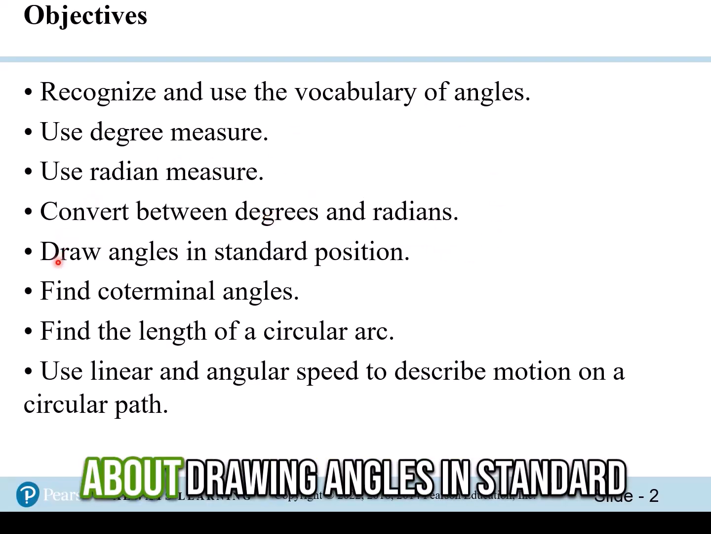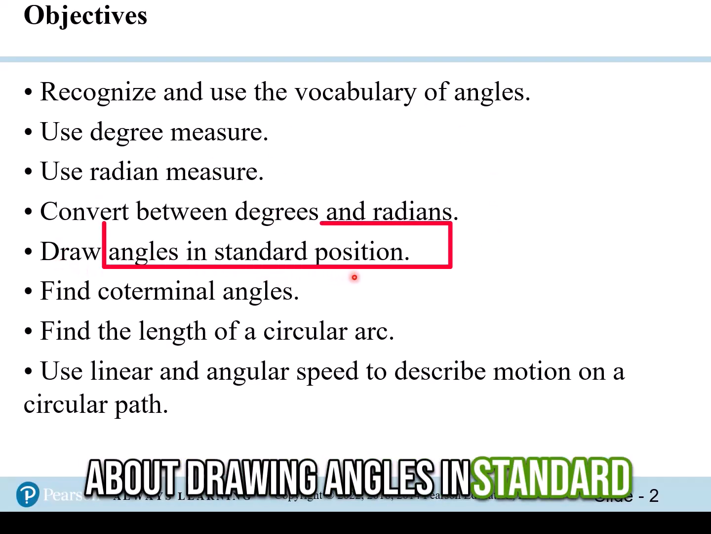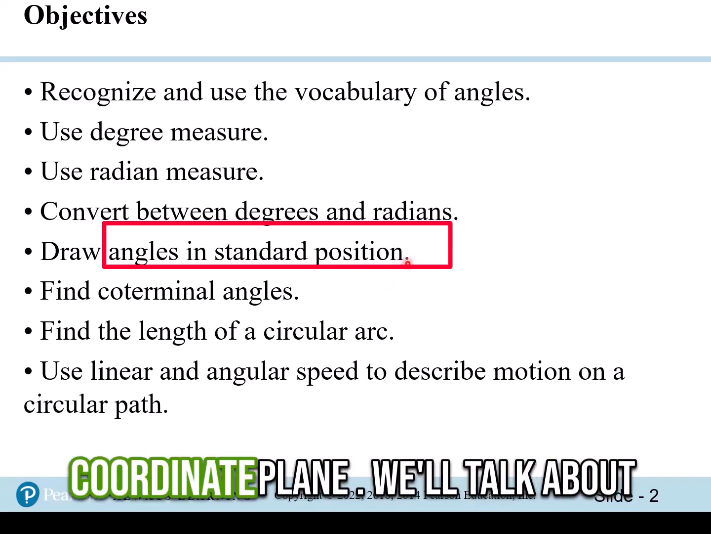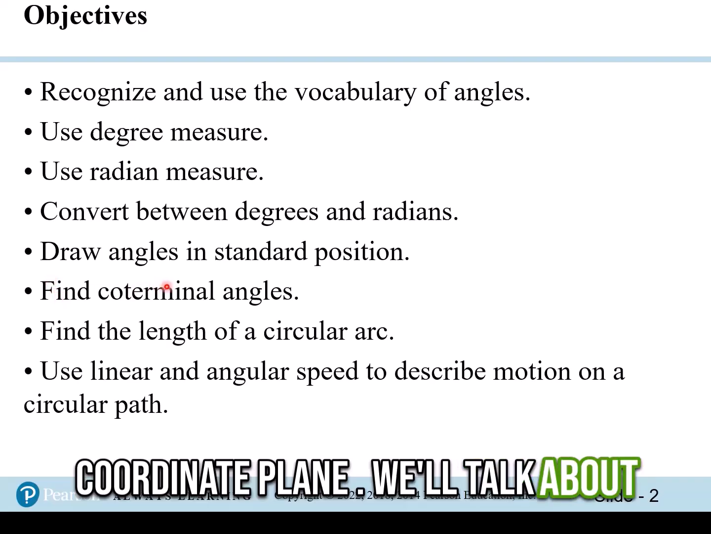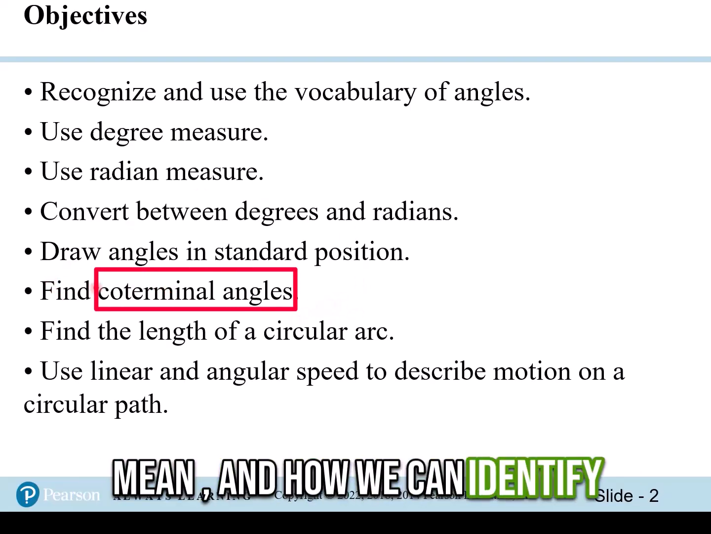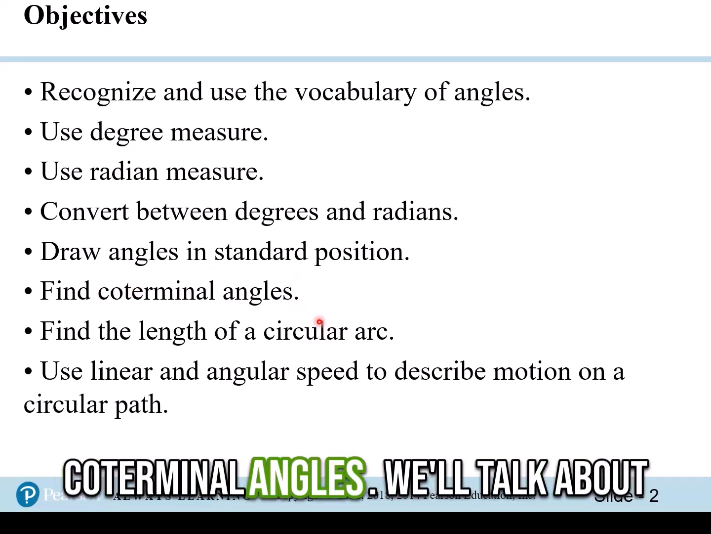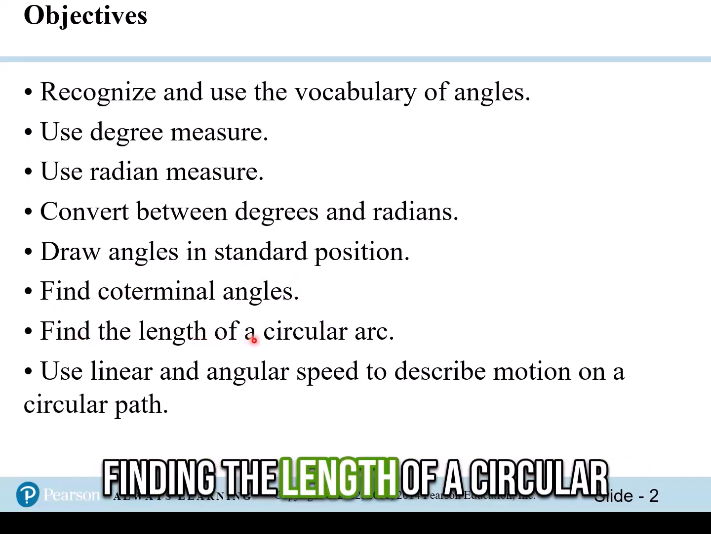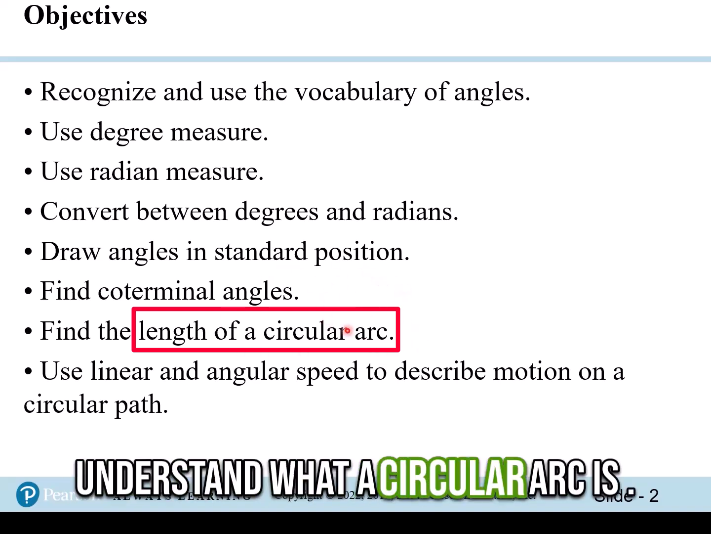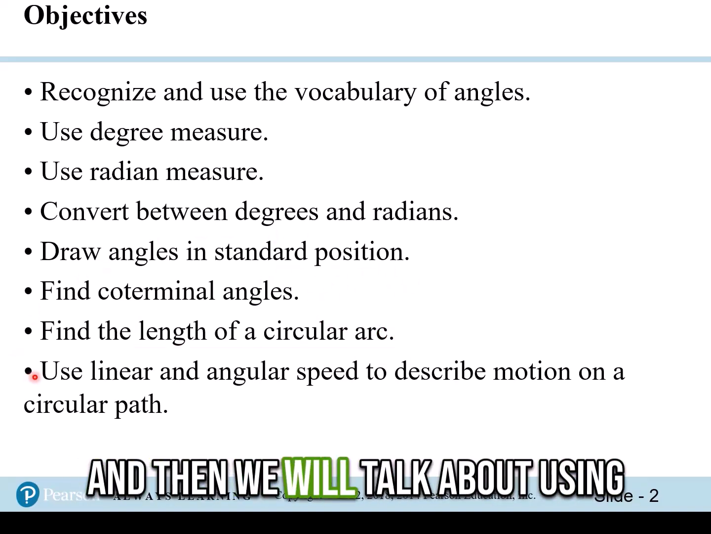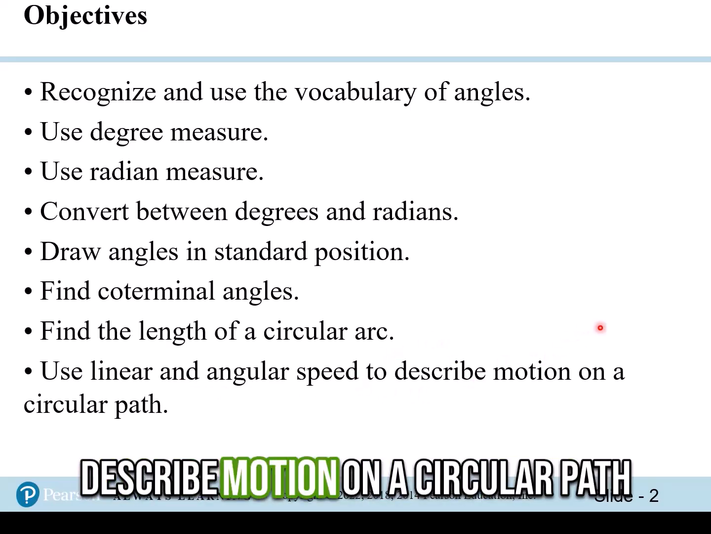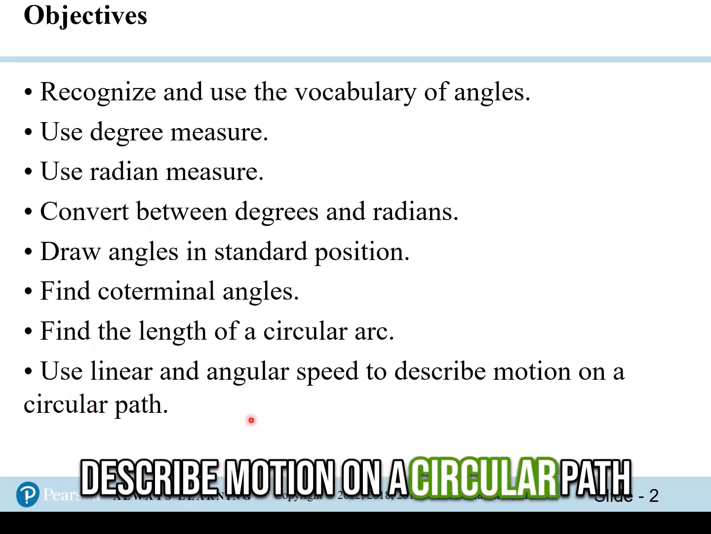We will talk about drawing angles in standard position. The standard position refers to drawing angles on a coordinate plane. We'll talk about coterminal angles, what they mean, and how we can identify coterminal angles. We'll talk about finding the length of a circular arc. Before that, we will understand what a circular arc is, and then we will talk about using linear and angular speed to describe motion on a circular path.